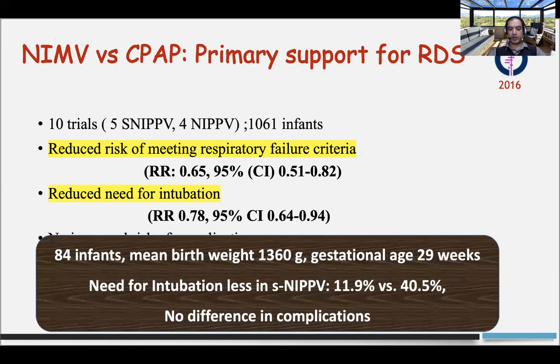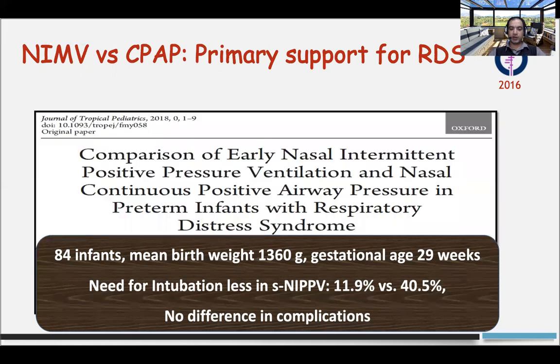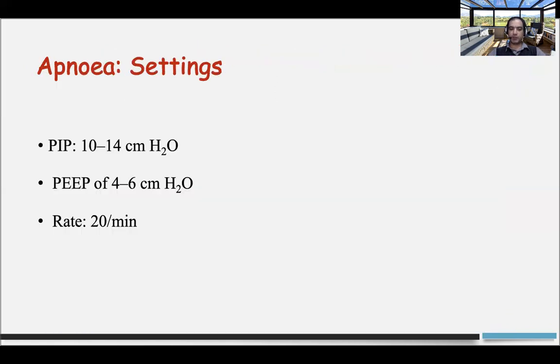Recently, a trial of 84 infants with mean gestation of 29 weeks was published, where they compared synchronized NIPPV with CPAP as a primary modality for infants with respiratory distress syndrome. With the use of NIPPV, the authors showed a significant reduction in the need for intubation, that is, 11.9% compared to 40.5% seen in the CPAP group. As of now, although there is some evidence which shows that NIMV is better, this evidence is not enough to allow us to change practice and shift from CPAP to NIMV.